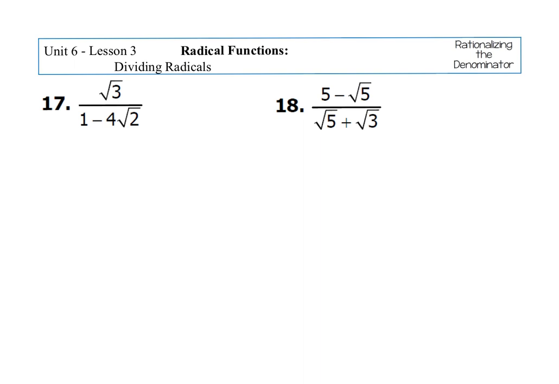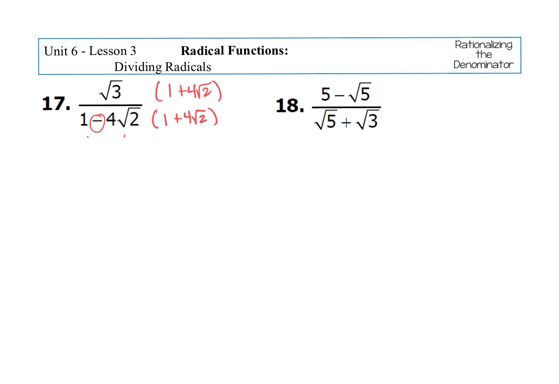Okay, on 17, we have the square root of 3 divided by 1 minus 4 square root 2. Okay, I have a binomial in the denominator again. The only way to get rid of it is to multiply by the conjugate. We have a minus sign here, so we're going to multiply by 1 plus 4 square root 2. That's our conjugate. And when we do it to the bottom, we have to do it to the top.